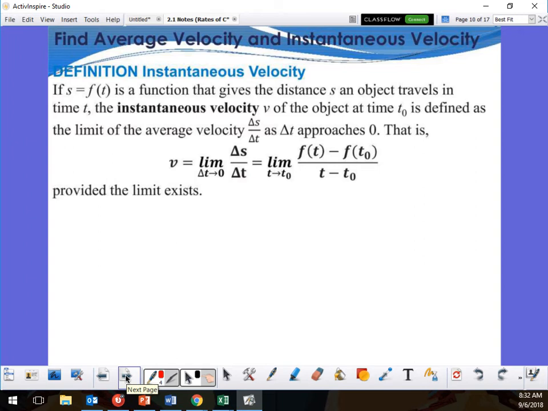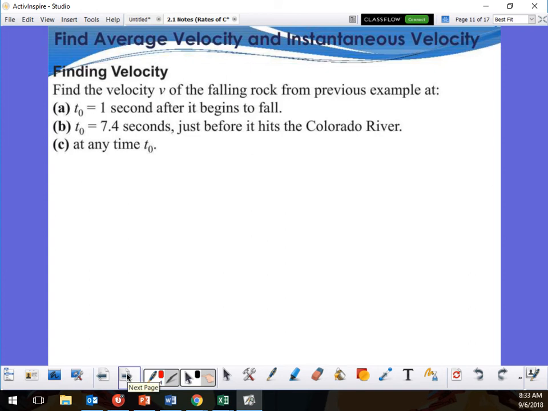Everything is slope formula. Okay, so now for this one right here: if s equals f of t is a function giving the distance s traveled by an object at time t, the instantaneous velocity v of the object at t sub naught is defined as the limit of the average velocity, the change in distance over the change in time, only if the limit exists. So that's the exact same thing that we just did.